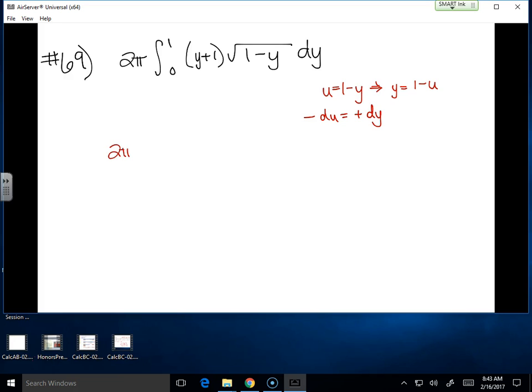Let's see if that helps. We're going to have 2 pi times the integral. Wait. We're about to go to u's. Now you could ignore the bounds and bring them in later once you go back to y's from u's. Or you could say, who is u of 1 and u of 0? Going back to u, plugging in 1. 1 minus 1 is 0. 1 minus 0 is 1.